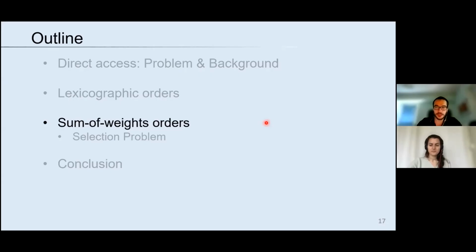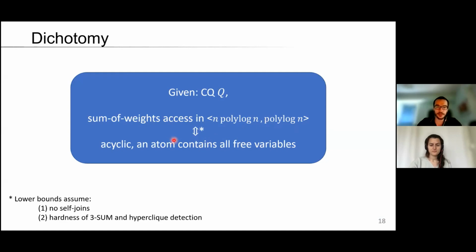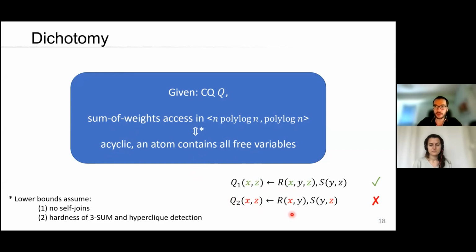For sum of weights orders, we similarly establish a dichotomy where we show that tractable queries are exactly the ones that are acyclic and there is an atom that contains all the free variables. For example, Q1 here has the free variables x and z in the R atom, while in Q2 those variables do not appear together. And for the easy cases, it is trivial to provide direct access. Why is it trivial? Because we can find the query answers in a single relation. So if we filter that relation and sort it, it is very easy to provide direct access.